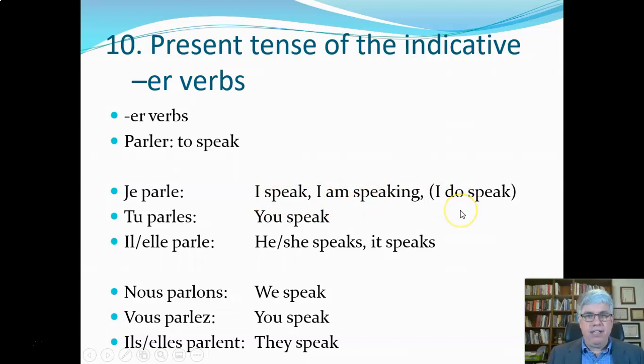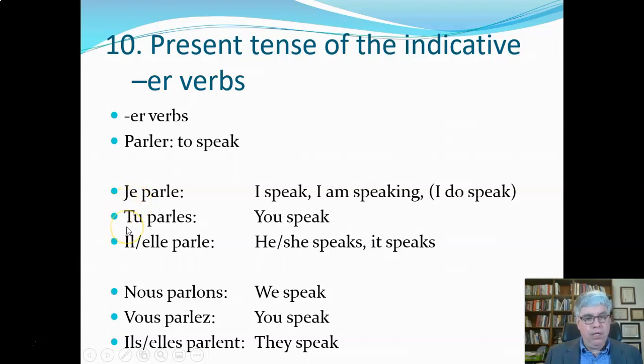We could also translate it as I do speak, but generally I do speak is something that you only say in oral English. You usually don't say that in written English, so we're not even going to consider that as a translation, because you'll be translating into written, literary English. Now in the negative we might say I do not speak, but generally we translate it as I speak or I am speaking. So that would be je, the I form.